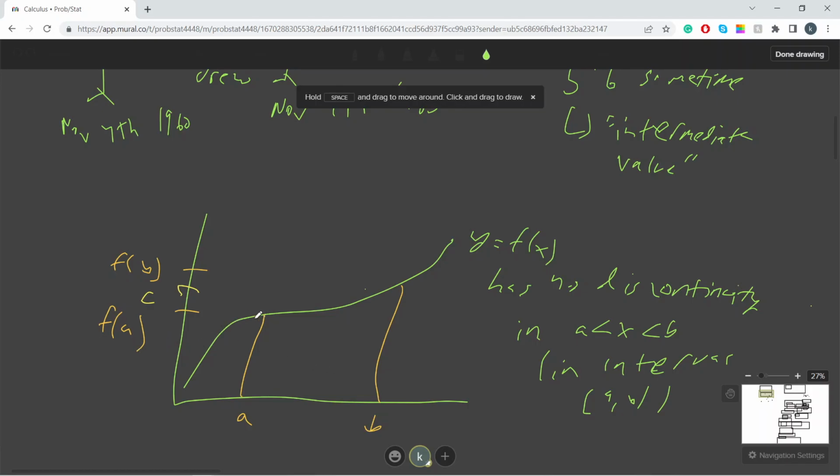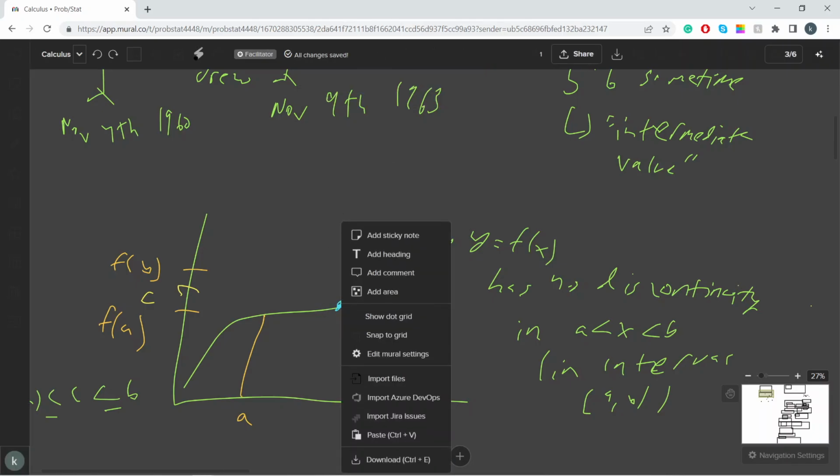We also know at a, the value of the function is f of a, and at b, the value of the function is f of b. And we also know that f of a is less than c, which is less than f of b, or less than or equal to, to be more precise. So what is true? Well, from a to b, there needs to be some x in between such that f of that number has to equal c. So how do we formalize that? There's some point, say right here.